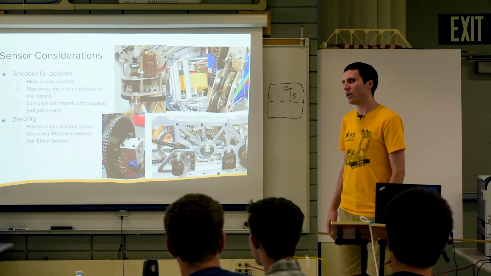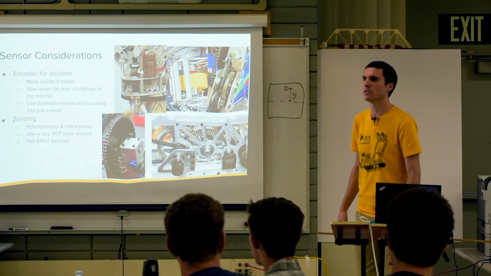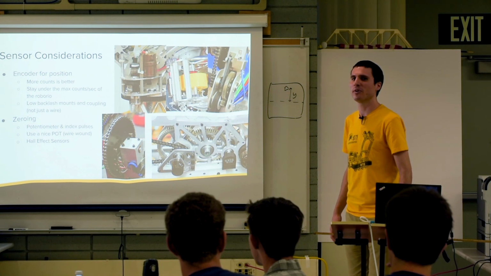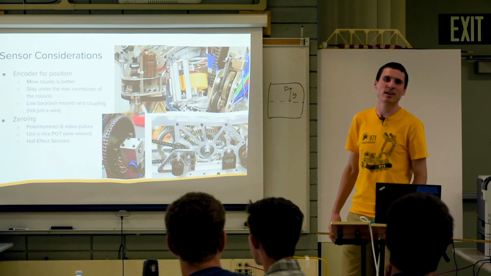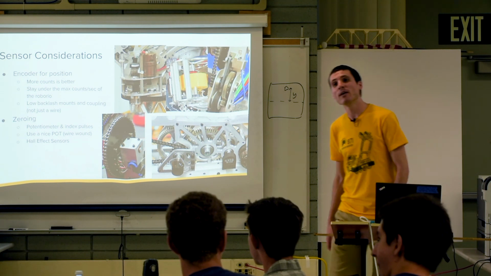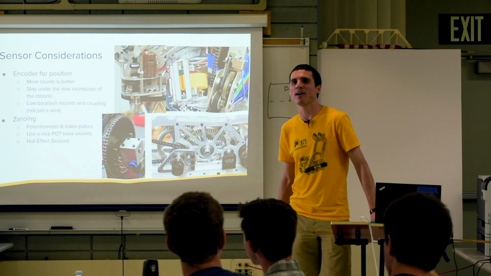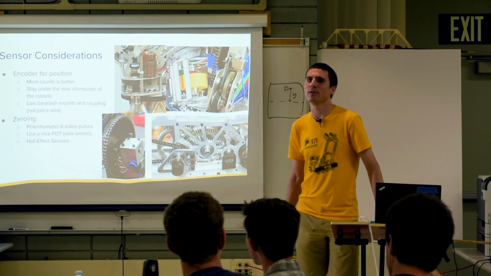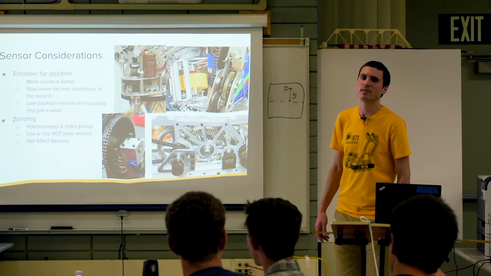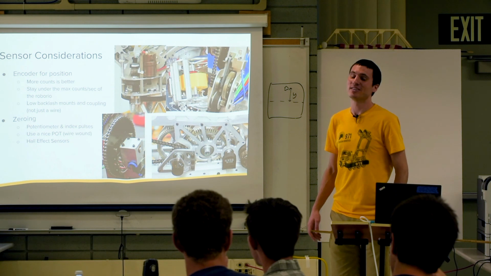And so is an encoder a relative sensor or an absolute sensor? Are you guys familiar? Used encoders before? Yeah? Are they relative sensors or are they absolute sensors? Relative? So what happens when you turn the robot back on? Does it know where the arm is based on the encoder? No? Not getting a lot of no's. So it doesn't know where the arm is.